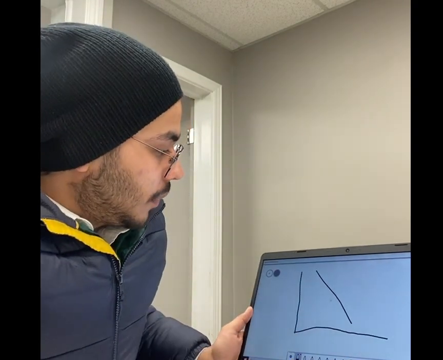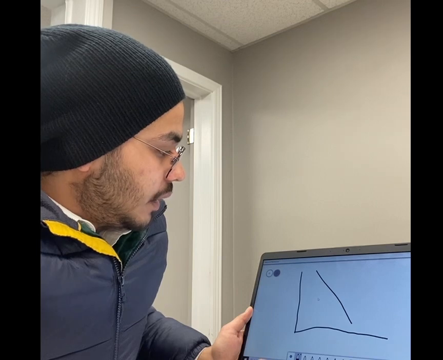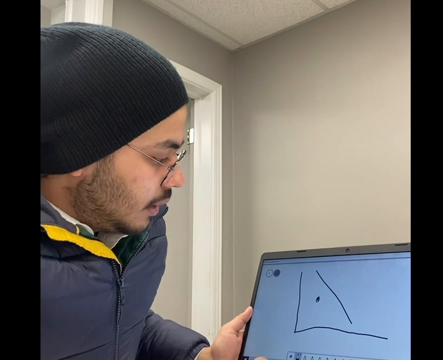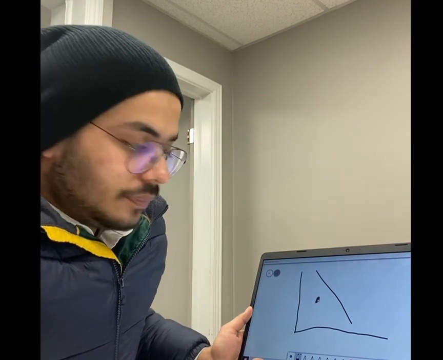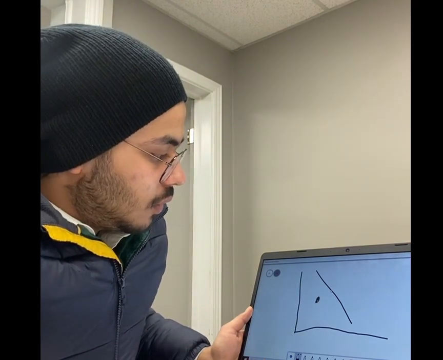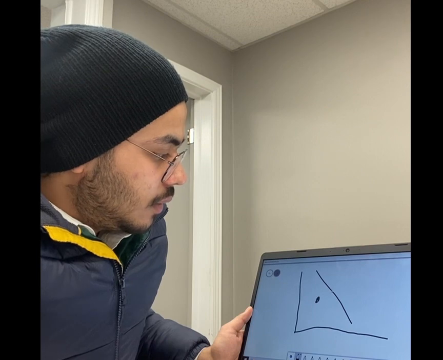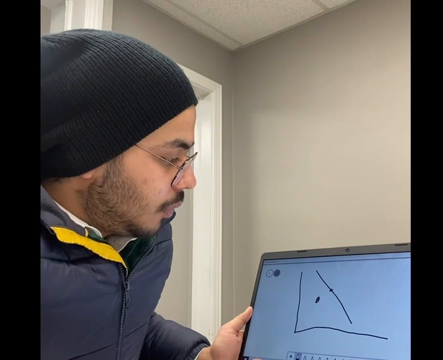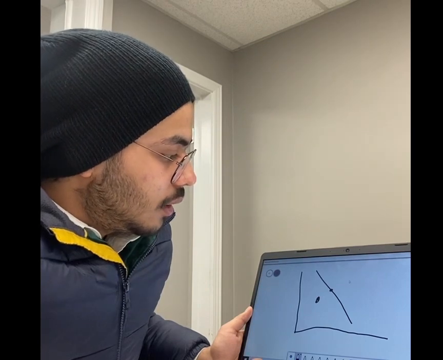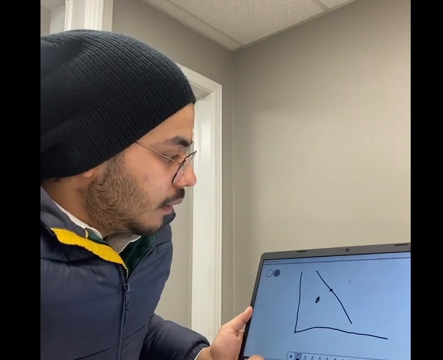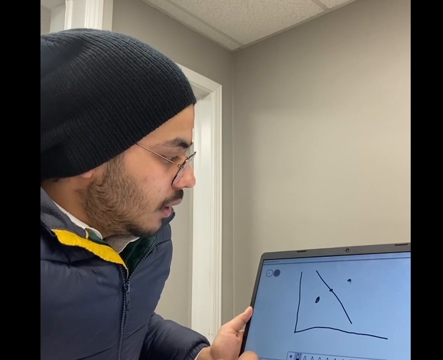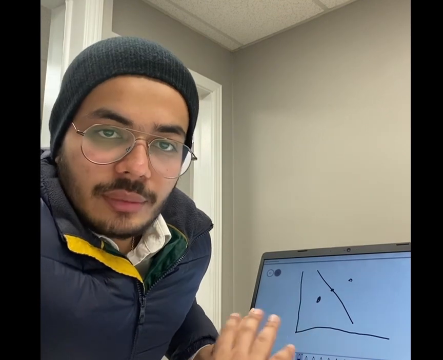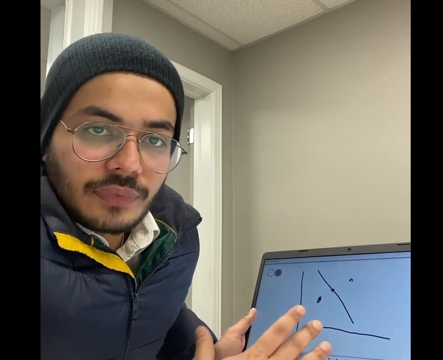So the points inside this curve, like this point, are attainable. All the points on the curve are also attainable, but the points which are outside the curve are unattainable. That means we can't produce that level of amount.